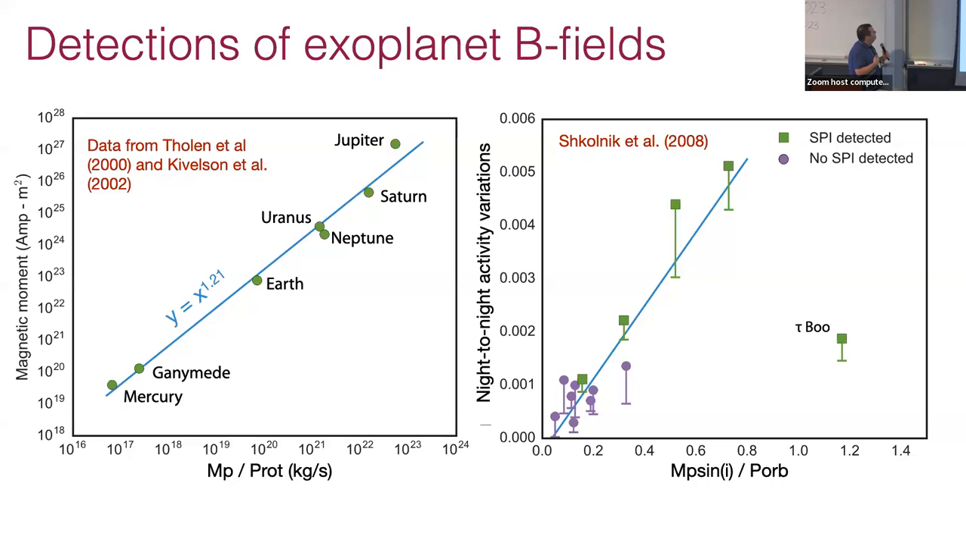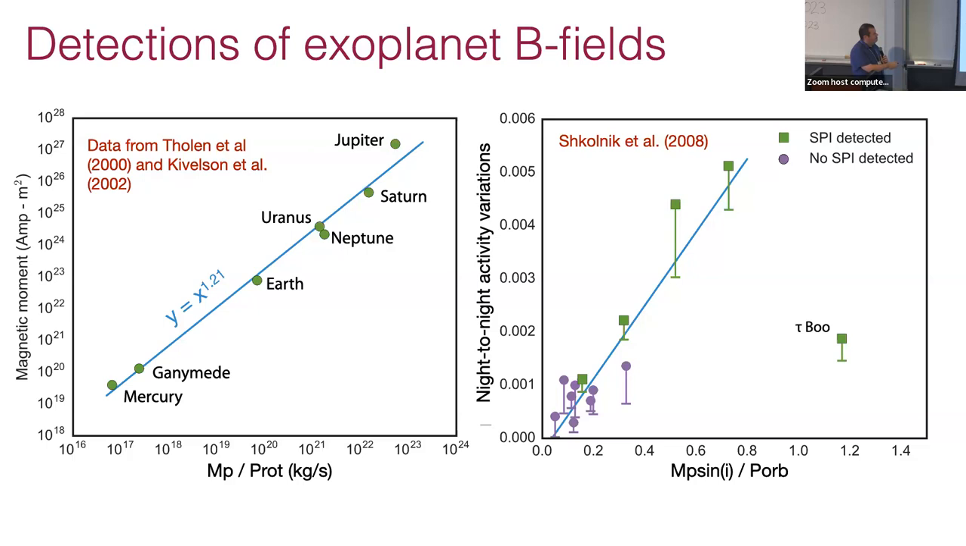There's this beautiful relation for the solar system bodies here on the left. These are all the magnetized bodies in the solar system, where you plot their magnetic moment relative to their mass divided by their rotation, and you find this beautiful linear relation. One of the first things we did for star-planet interactions was to do the equivalent in the optical for these systems, and you find a similar sort of relation. Systems where we find SPI all lie on this straight line, except for one notable exception, Tau Bootis over here.